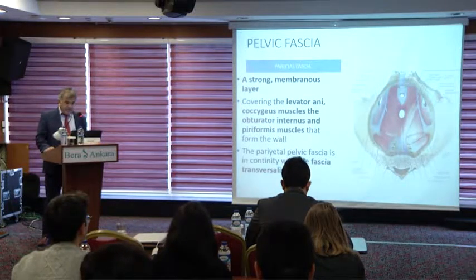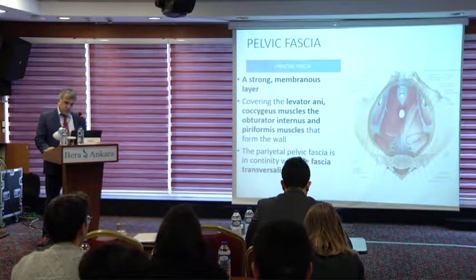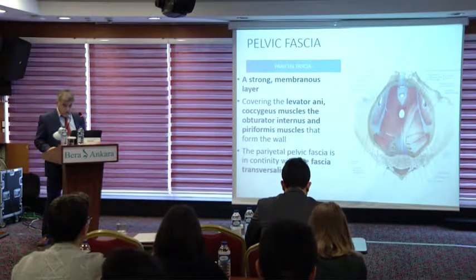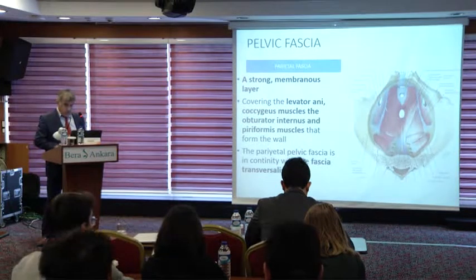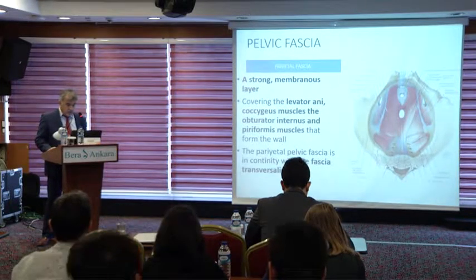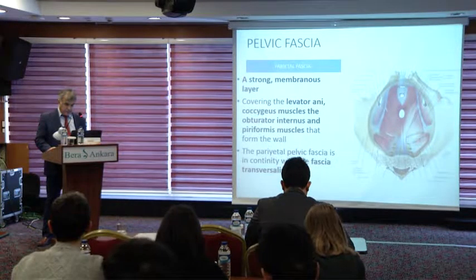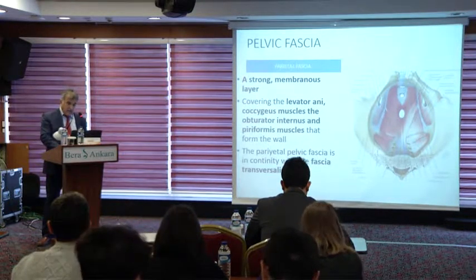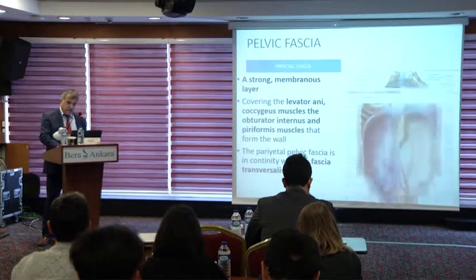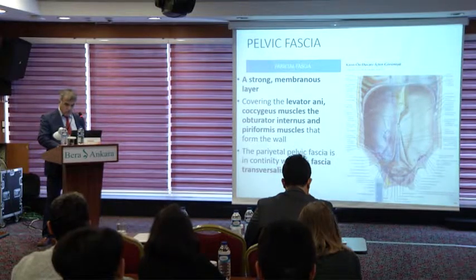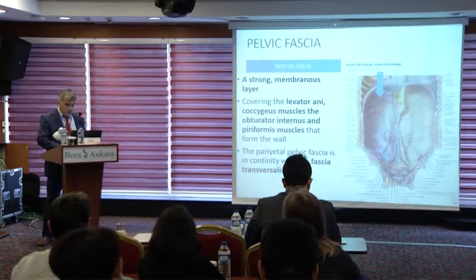Pelvic fascia, the parietal part of pelvic fascia, is a strong membranous layer covering the levator ani muscle. Can you see it? Levator ani muscle, obturator internus, piriformis, and coccygeus muscle. And this fascia is in continuity with the transversalis fascia inside the abdominal wall. Here we see them.